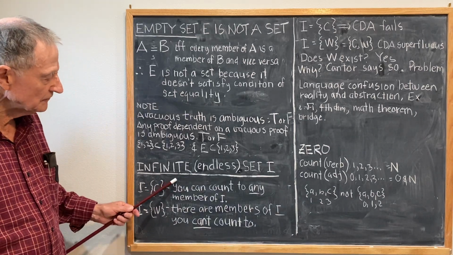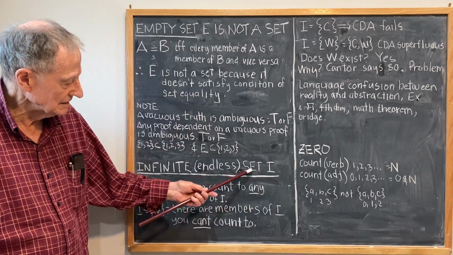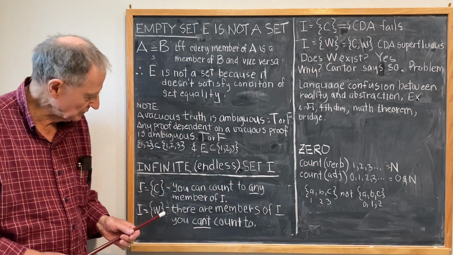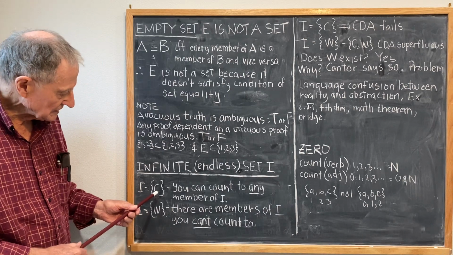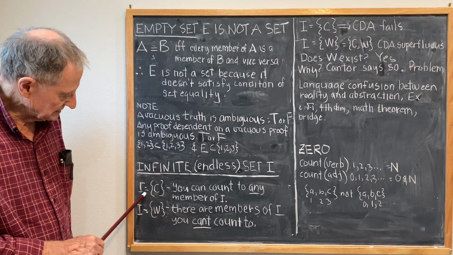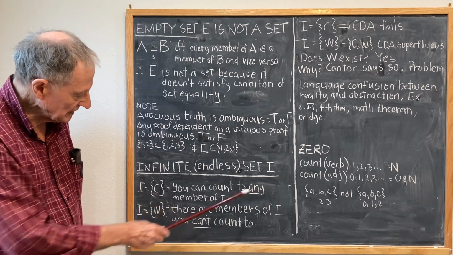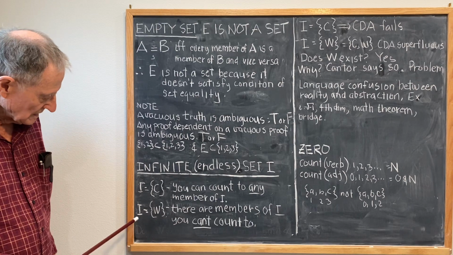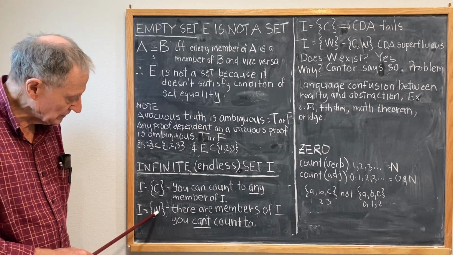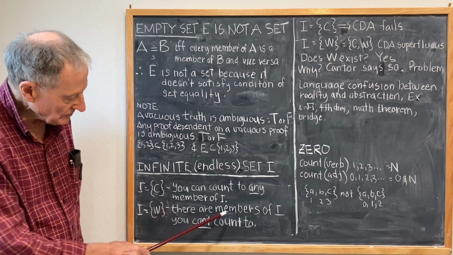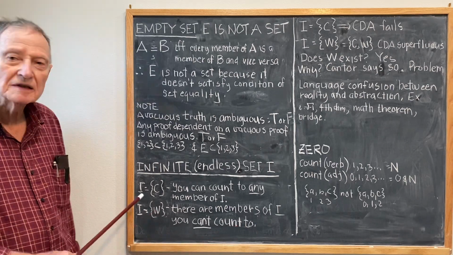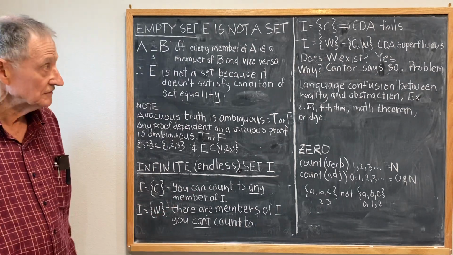Now I'm going to discuss infinite or endless set I. I'm going to distinguish between two endless sets. One is I, the set that contains C, and in this infinite set you can count to any member of I. Then I'm also going to have a set I that contains W, where W has the property that there are members of I you can't count to. So I can pick a member of W and you can't count to it, 1, 2, etc.